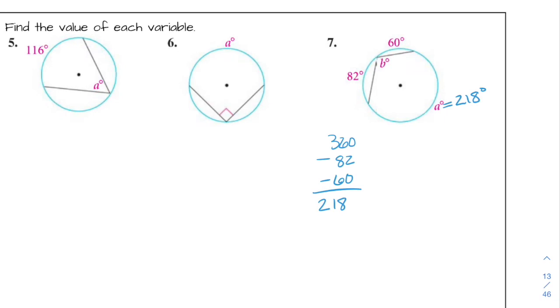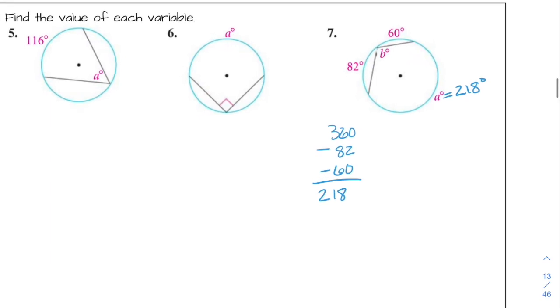Okay? Yeah, that one. Now you should be able to solve for B. You know what? Let's just solve for B, seeing as we're already there. So A is 218 degrees, and then B is going to be half of that. So it's going to be 109 degrees.